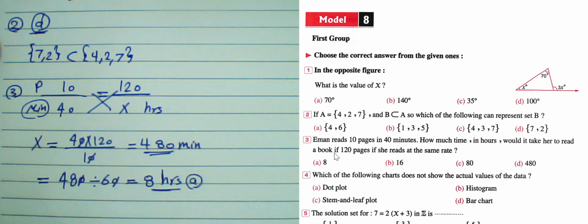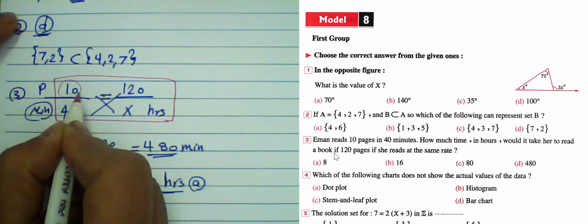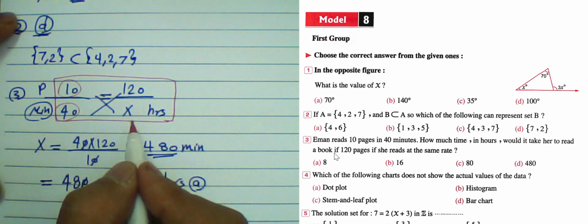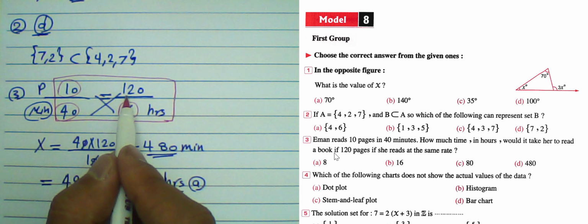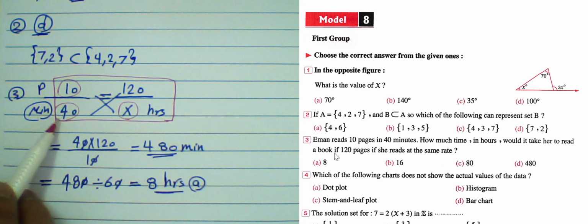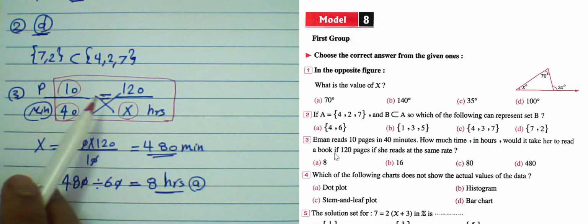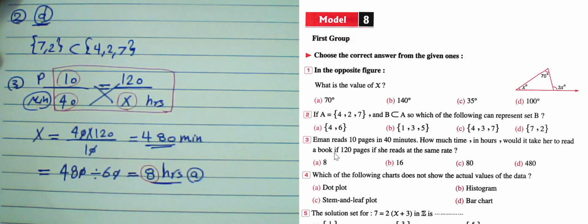Choose letter A. Okay, we used proportion here, comparing two ratios. He reads 10 pages in 40 minutes. He asked about the time in hours if he reads 120 pages. So we can write 10 pages over 40 minutes equivalent to 120 pages over x hours. We have a proportion here. We know a proportion is equality between two ratios. Then the result will be 8 hours for question number 3.